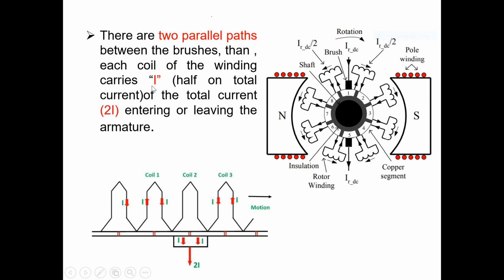Then each coil of the winding carries half of the total current. If the total current entering or leaving the armature is 2I, each coil carries I. Either you can take the total current as 2I, or you can take the total current as I. If it is I, it will be I by 2. If it is 2I, it will be I. See here, current I is coming to this brush contact. These two figures are the same, and there will be a coil with an inductance which we have not shown here.